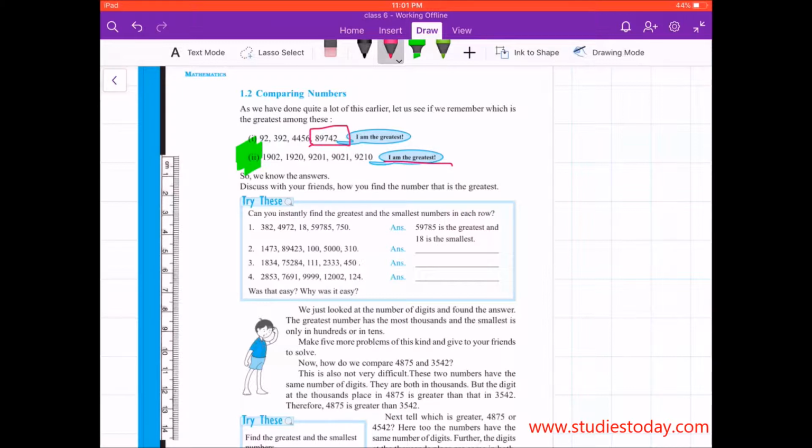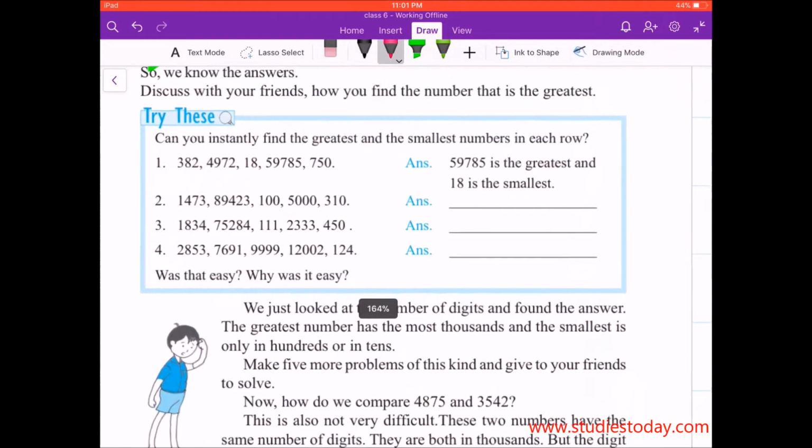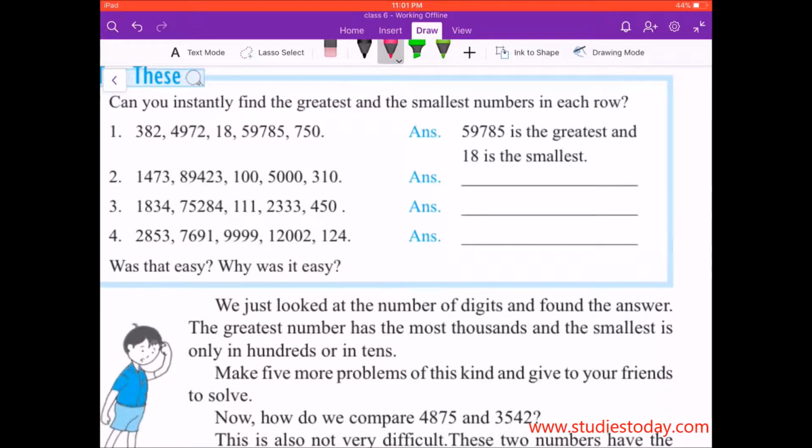1902, 1920, 9201, 9021 and 9210. So if you know the concept of natural numbers perfectly, then you will be able to find the greatest number, out of which this is the greatest number. Now students, quickly we'll go through these questions where you have to find the greatest and the smallest number.